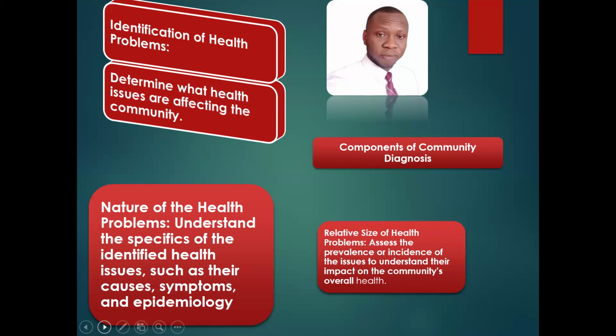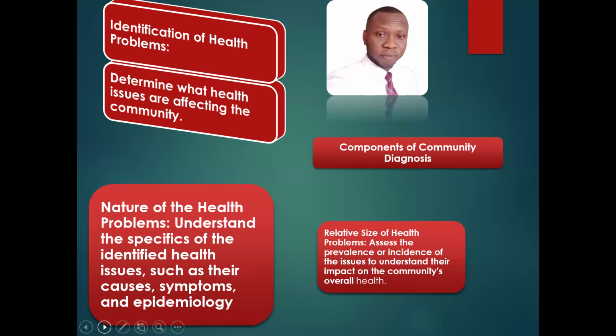So that is why we say, for you to actually say this is the exact nature of a health problem in that community, you should be able to identify the causes, the symptoms it presents in the person, then the epidemiology, which has to do with the distribution and determinants. And we look at the determinants in terms of the causes, some lifestyle. Is it the lifestyle of the people that is making them have this condition?